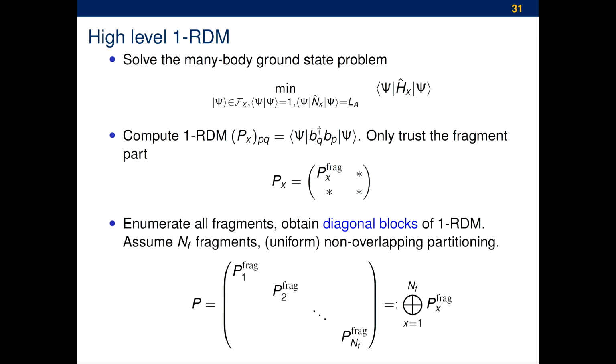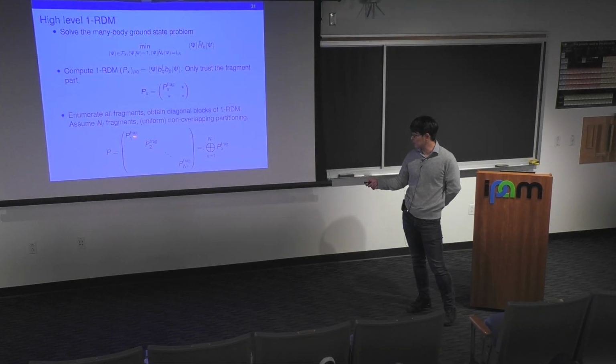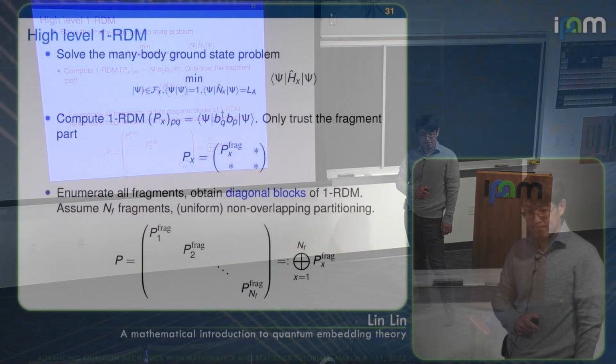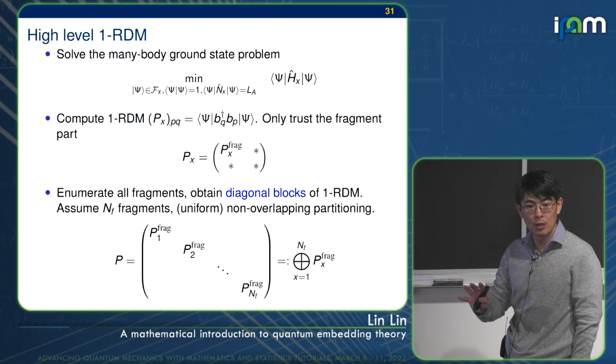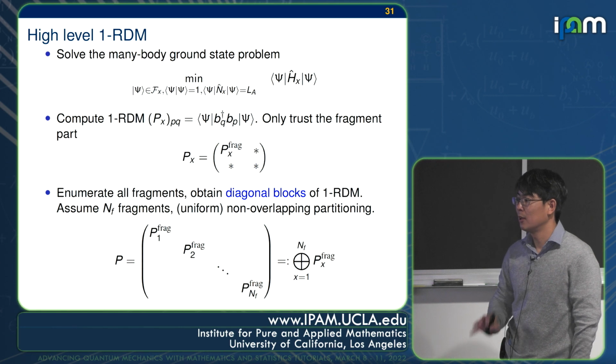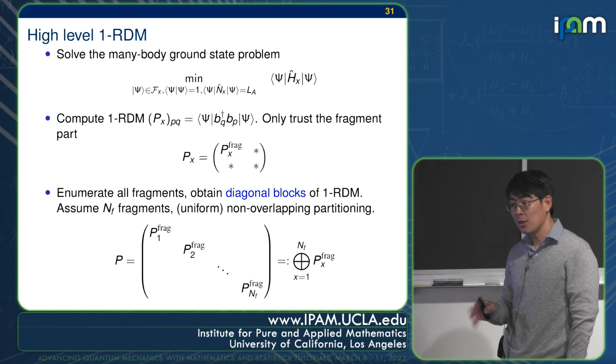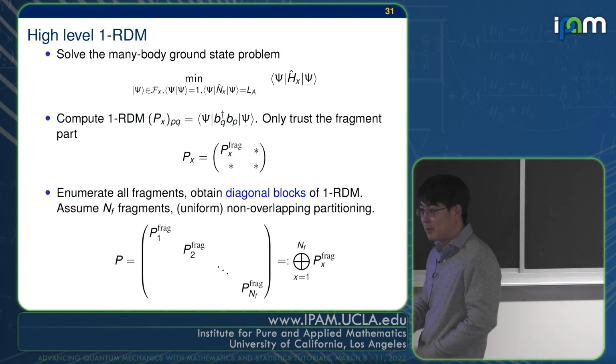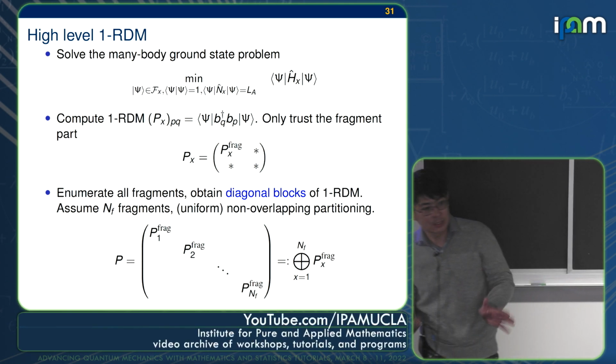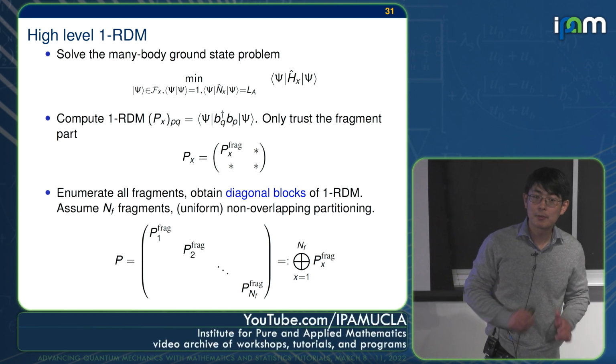And you just enumerate all the fragments. You obtain diagonal blocks for all the 1 RDM for all of those things. And assume there are NF fragments in total. And the partitions don't overlap with each other. And this gives you the diagonal blocks of the 1 RDM. This is the output, the most important output from the DMET. Other quantum embedding theories obtain similar things, but this is the output from DMET. Any questions so far?